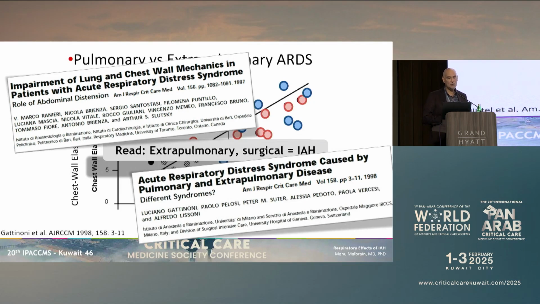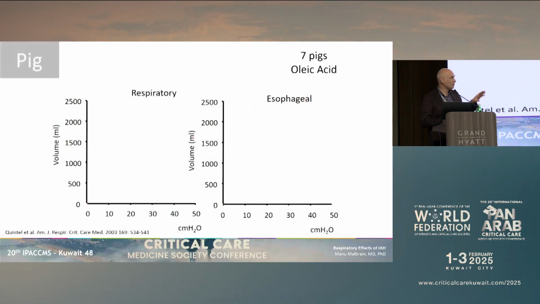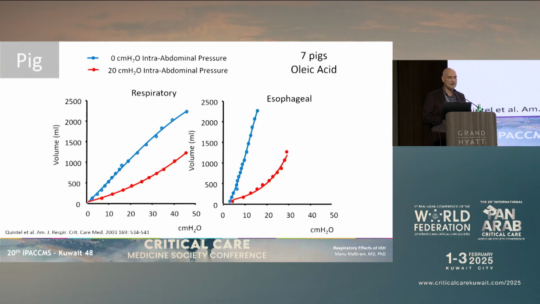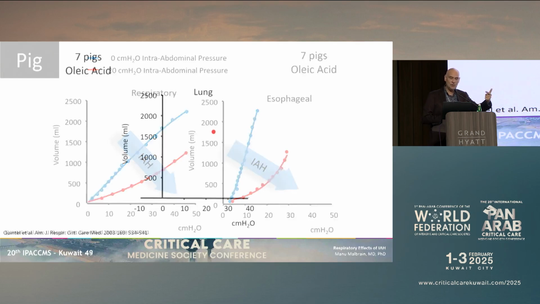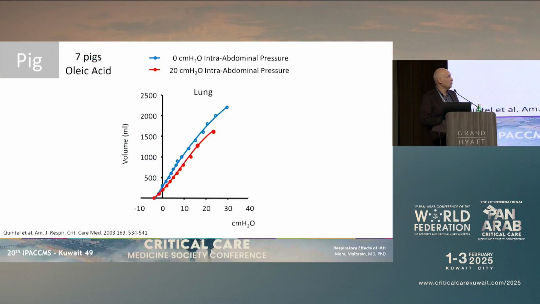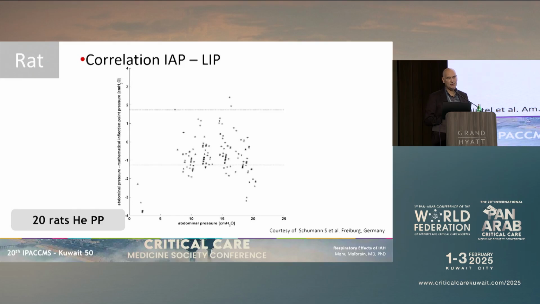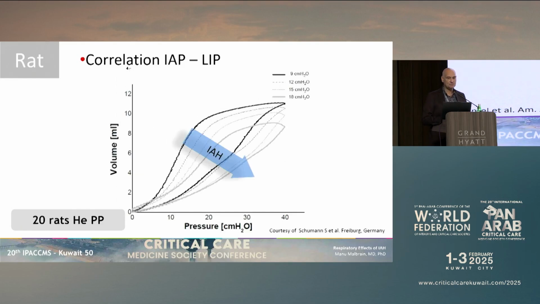So now let's go back to some pig studies, also from the group of Gattinoni and Michael Quintal, where they induced ARDS with oleic acid, and then they also increased intra-abdominal pressure. You can see that chest wall compliance is altered, but the lung is not altered by abdominal hypertension. It's the chest wall that is becoming stiffer.